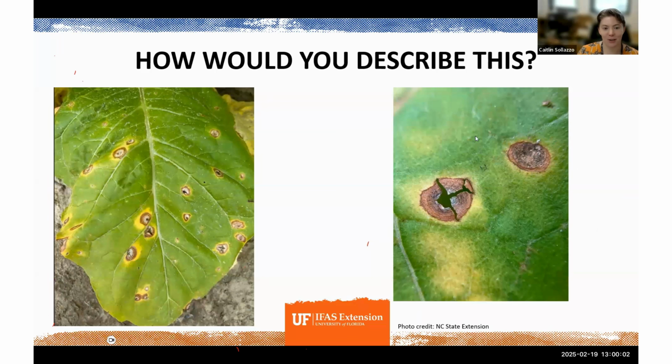So I think this is the last one. This one has a bunch of our words. How would you describe this? Target spot. Yes, you can see those concentric circles. It's very circular. Again, fungi tend to have more circular spots. There's also this hole here. What is that called when the hole kind of falls out? Sunken. They are a little sunken, maybe. They're definitely necrotic for sure.